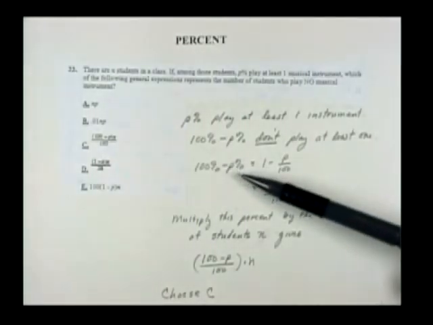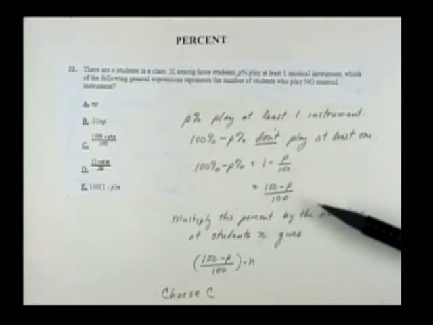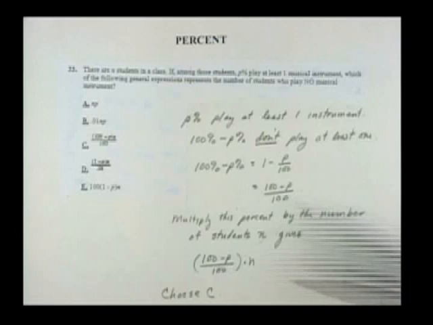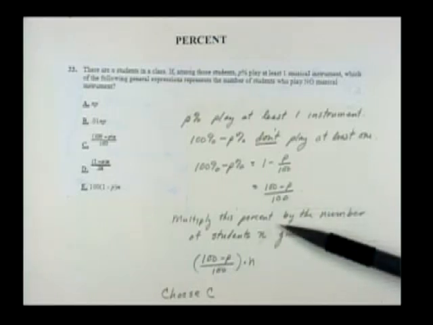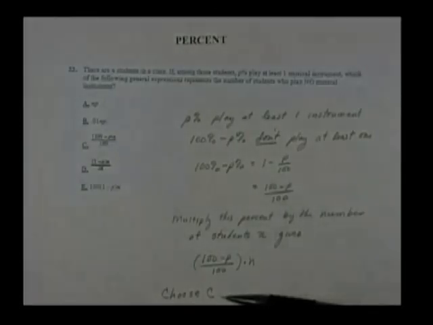100% minus P% can be expressed as 1 minus P over 100, which can be rewritten as 100 minus P over 100. Multiply this percent by the number of students N gives the expression 100 minus P divided by 100 times N. Choose C.